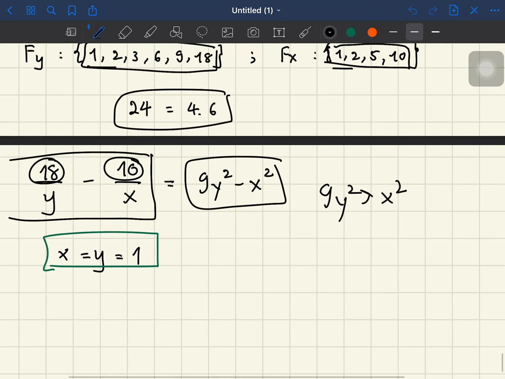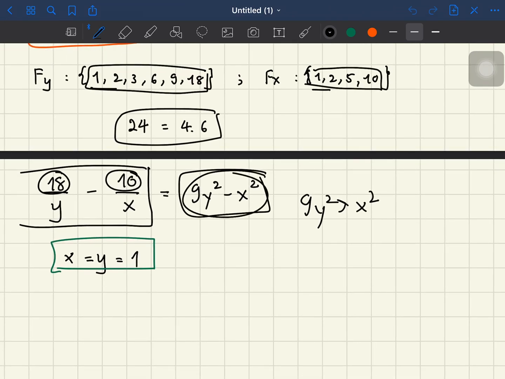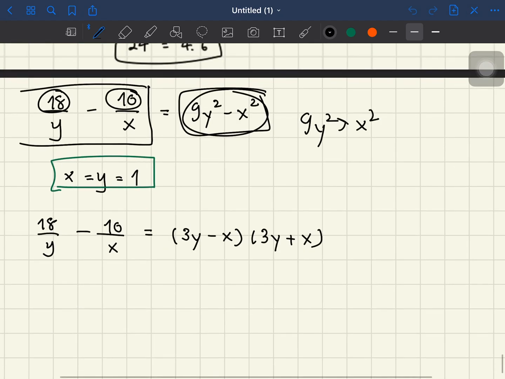So I can use x equals y equals 1 for this difference of squares here. So I rewrite back the equation. I will have 18 over y minus 10 over x, and then it equals, in this case, 3y minus x, and then 3y plus x.